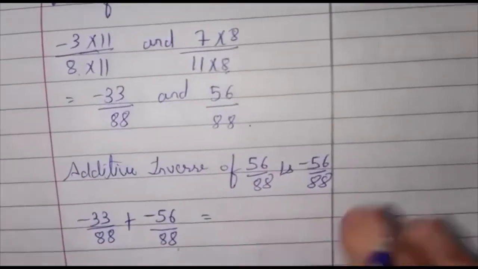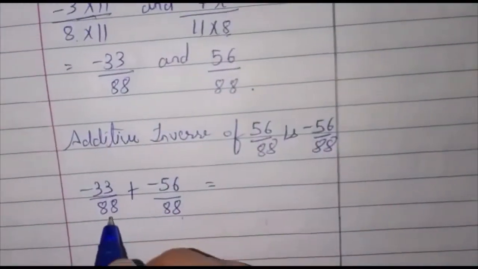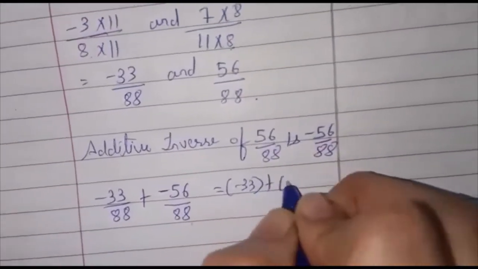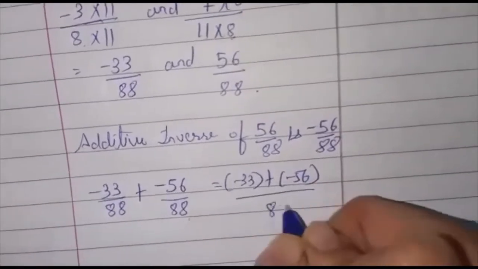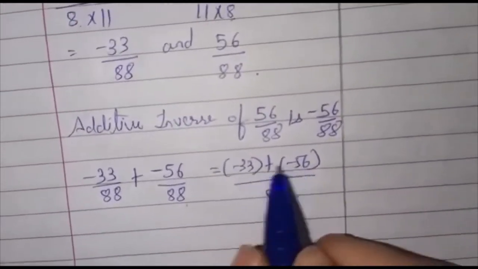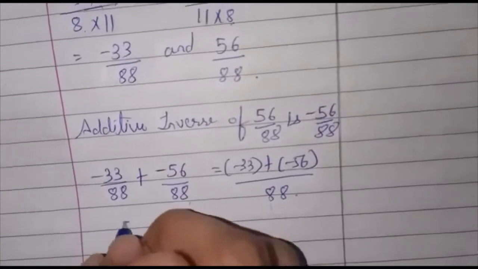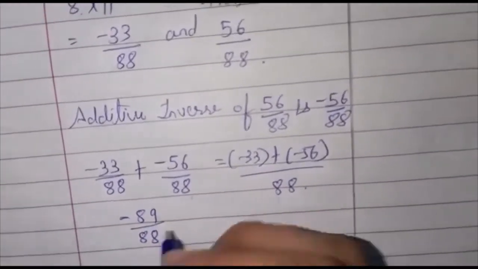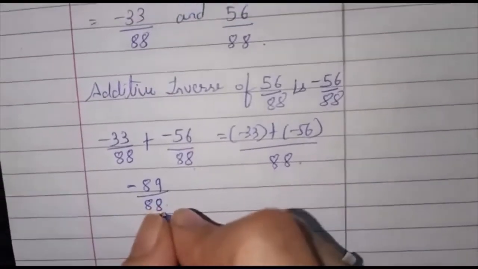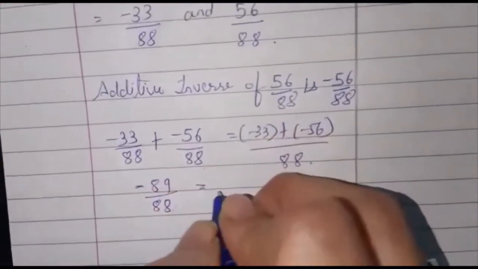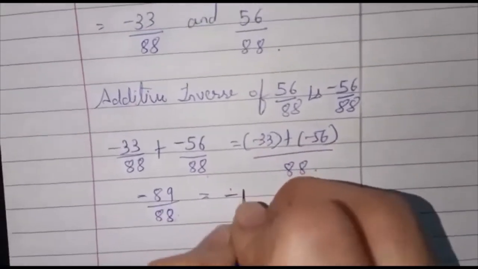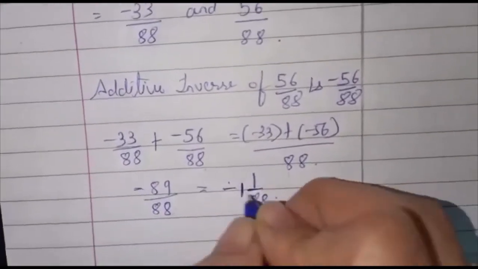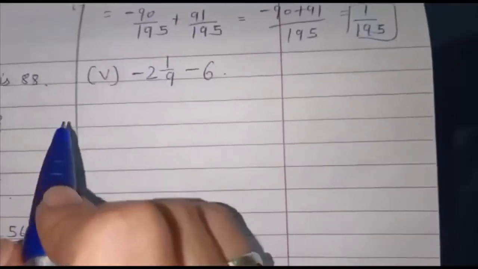So here if you see, now we can make addition because denominators are same. So minus 33 plus minus 56 upon 88. So if we add both negative numbers, we will get minus 89 upon 88 as it is. But as we see that denominator is smaller than numerator, so we will divide and we will convert into mixed fraction. So minus 1 integer 1 upon 88 is the answer.